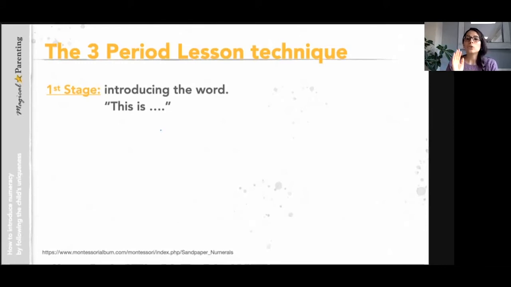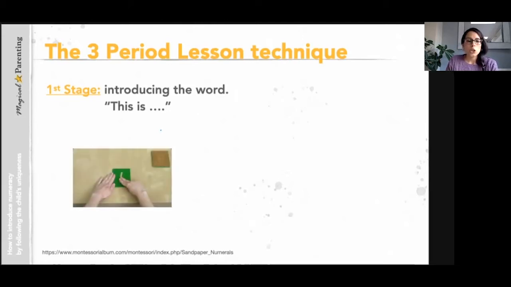So the first stage is about introducing the word, and it consists in saying, this is. So you take just one number, it needs to be isolated, nothing else to see. In fact, as you can see, the other 2 numbers are upside down. So you take number 1, you put it in front of your child when you're sitting next to him, so he can see. Preferably, if he's right-handed, you sit on the right, so when you move, you don't cover the view of the child while he's looking on your left. Normally Montessori teaches with 2 fingers, but if it's easier for you, you can do 1, it's fine.